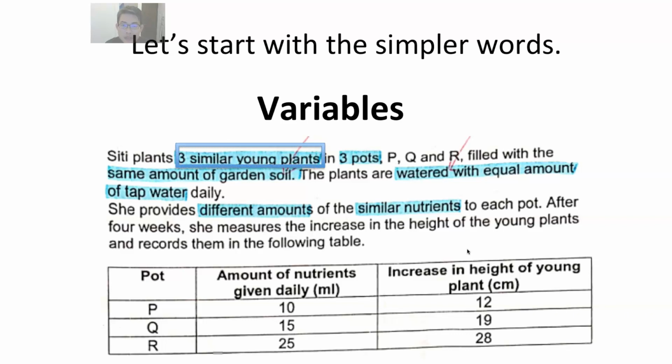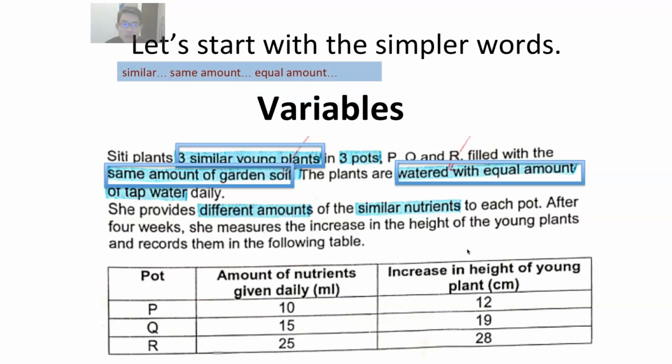Now, when we talk about variables, there are three different kinds of variables. Sometimes books or your tutor may use big words such as independent variable, dependent variable, measured variable. I'll keep things simple for you. You just talk about variables that are kept constant, variables that are changed, and variables that are measured. So we see things like three similar young plants, the same amount of garden soil, watered with equal amounts of water. All these words like similar, same amount, equal amount are very straightforward. They tell you these variables are the ones to be kept constant.